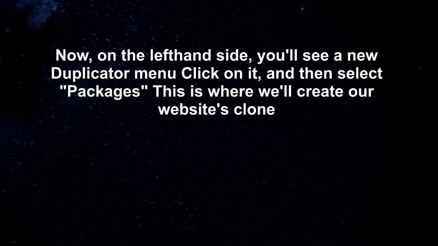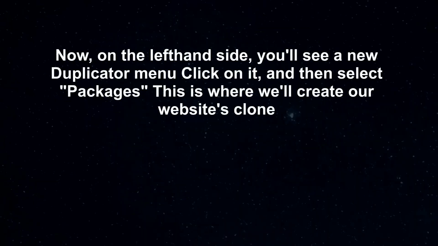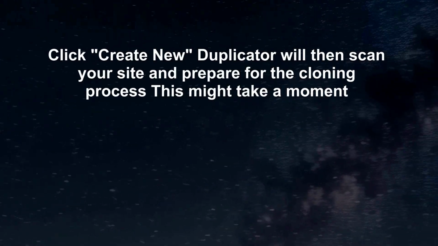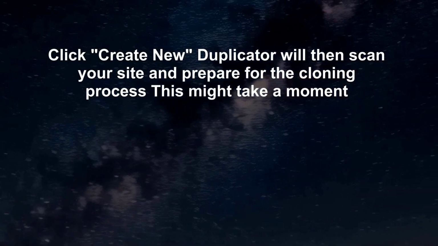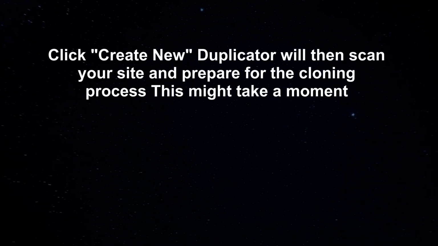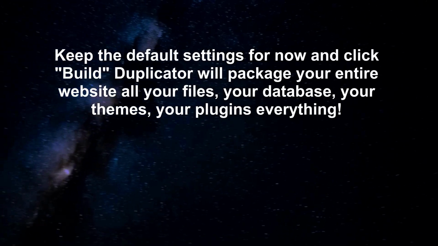Now on the left-hand side, you'll see a new Duplicator menu. Click on it, and then select Packages. This is where we'll create our website's clone. Click Create New. Duplicator will then scan your site and prepare for the cloning process. This might take a moment. Keep the default settings for now and click Build.